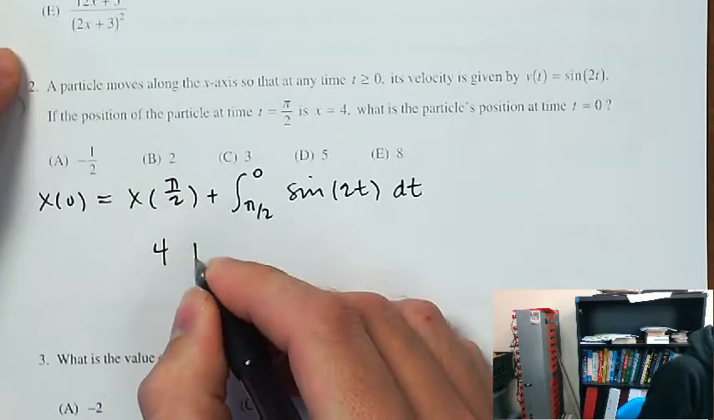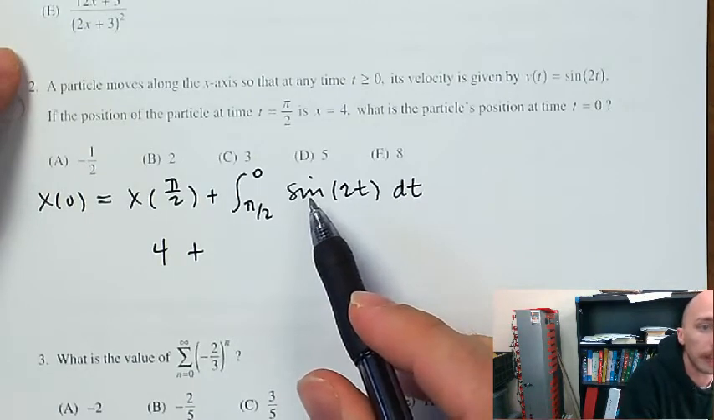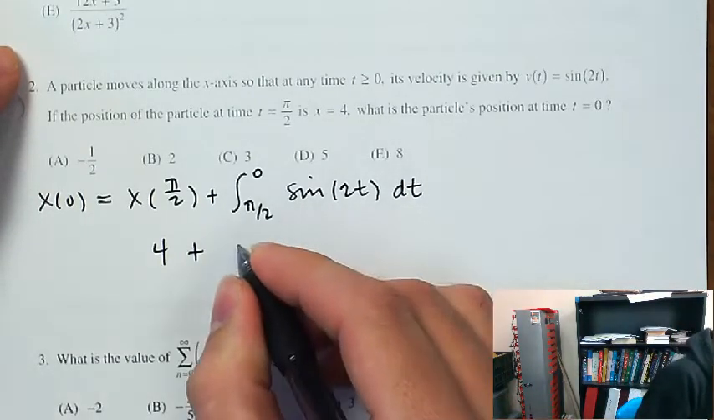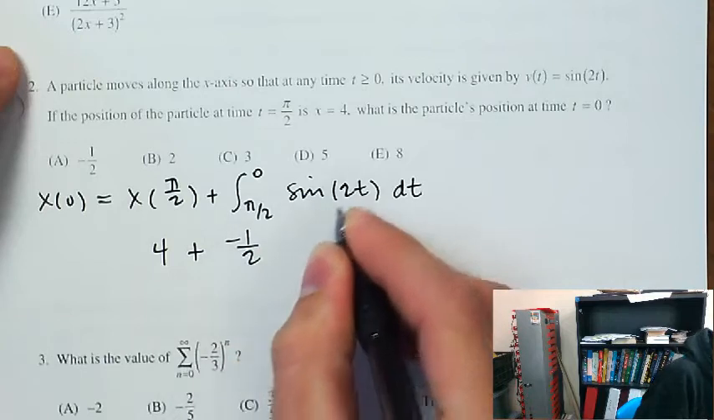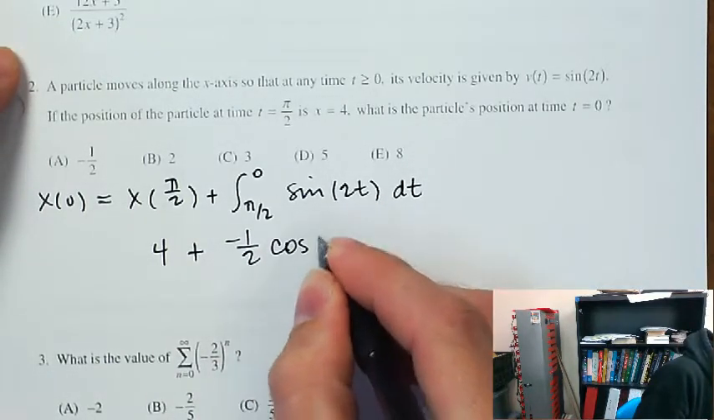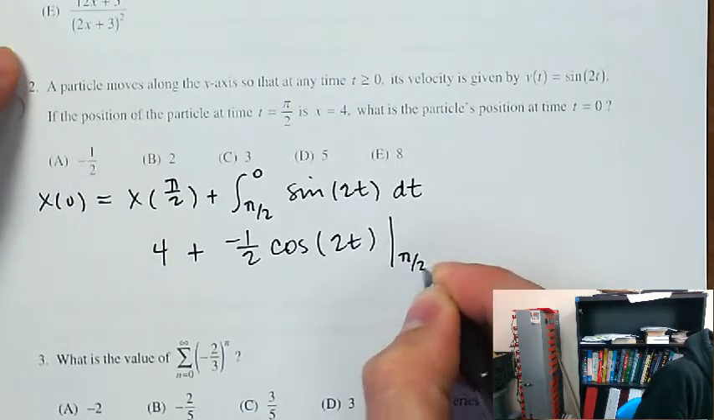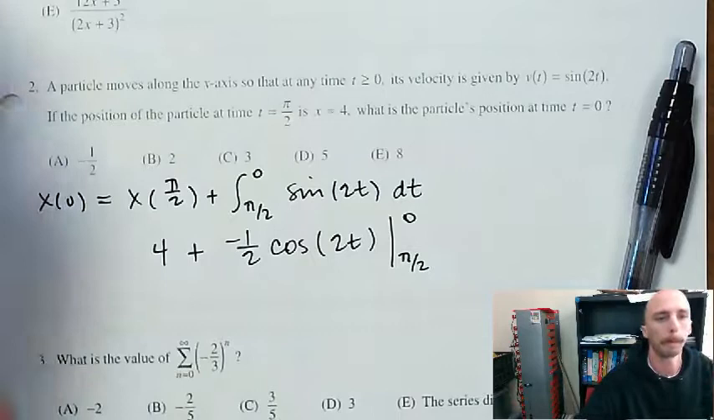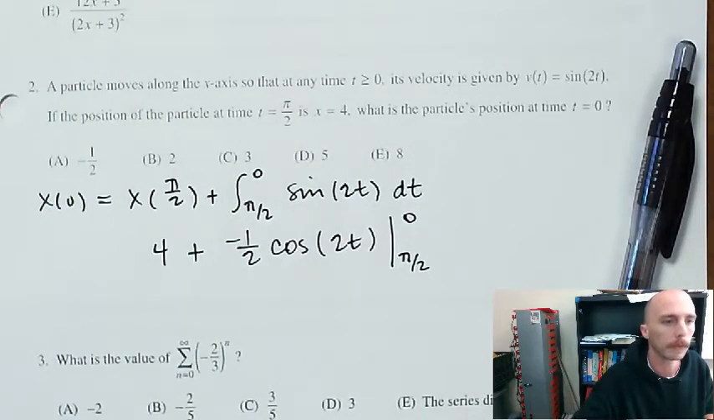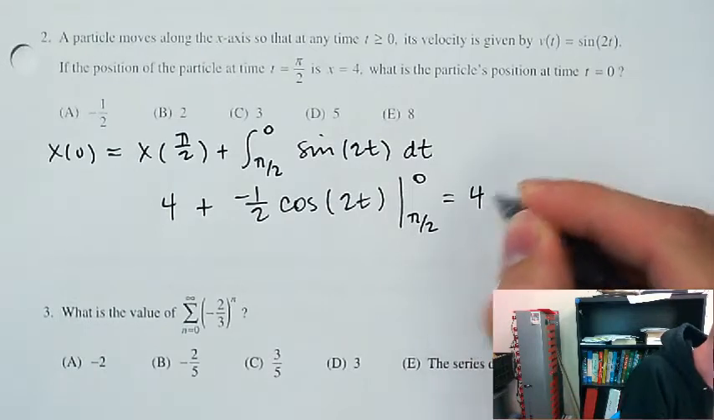So I'm going to say 4 plus, and then I'm going to take an antiderivative for sine. That's going to be negative cosine. Now I'm going to divide by that 2 to prepare for the chain rule. And that will be negative half cosine of 2t. And I'm going to let t run from π/2 to 0. And that'll be like me plugging in.